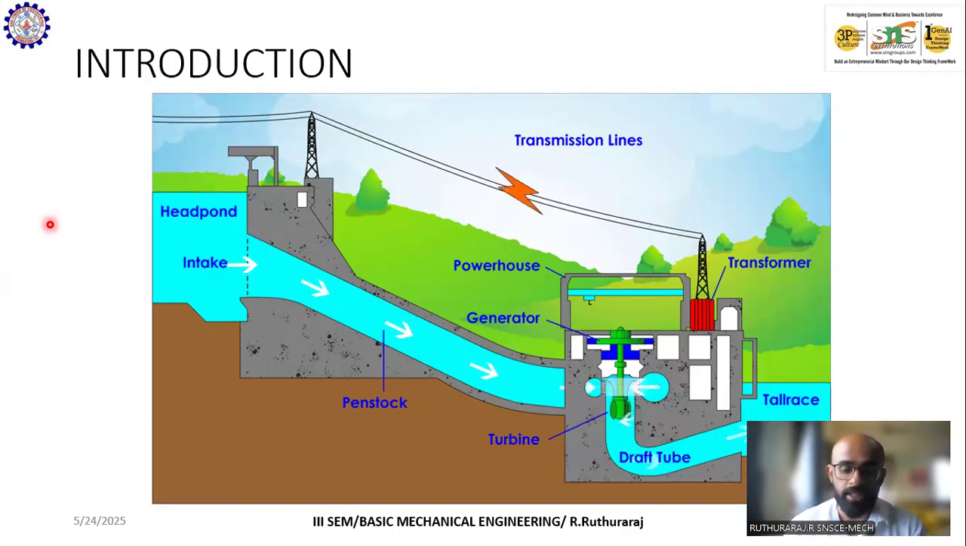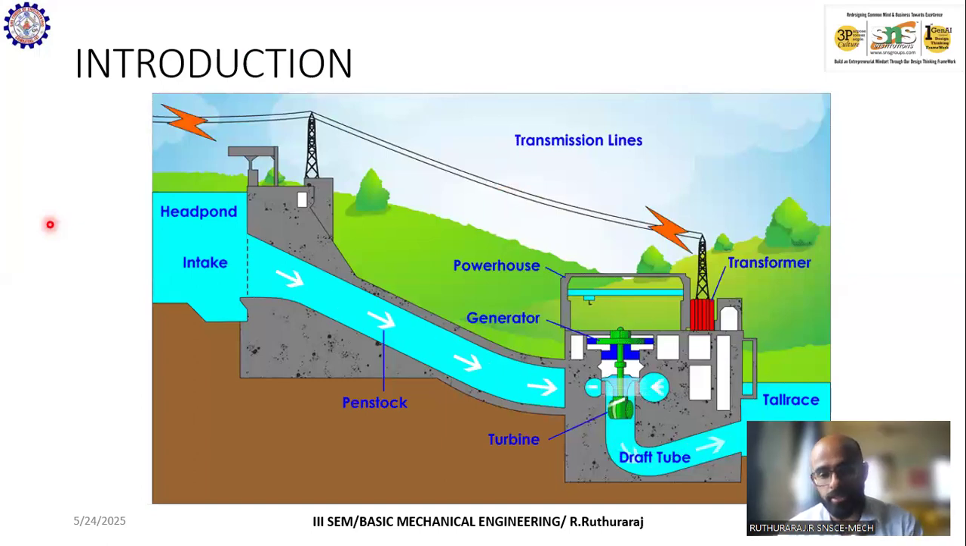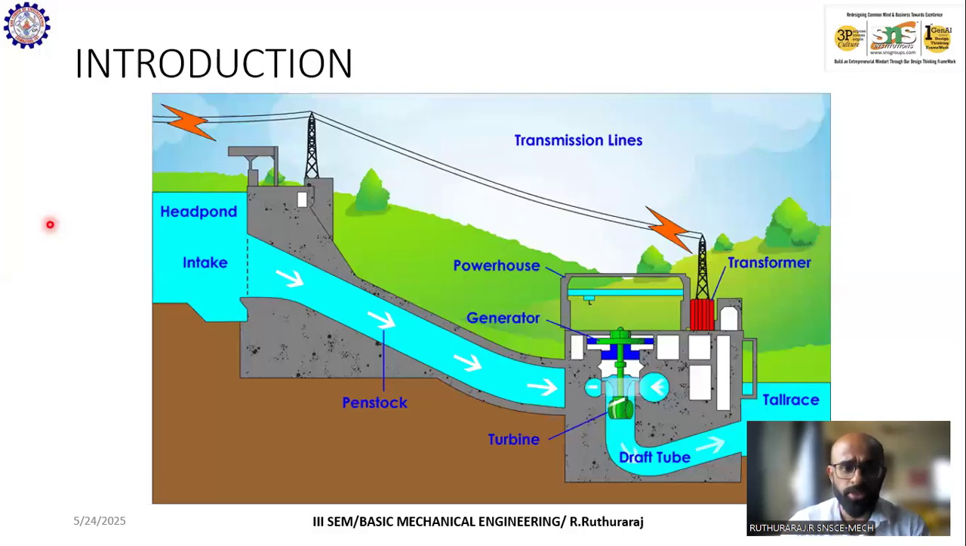As we discussed in the starting itself, power plant is nothing but a conversion of one form of energy into electricity. So here, potential energy of water is converted into electricity through some turbines and generators. This picture will clearly give you an idea of what happens in a hydroelectric power plant.